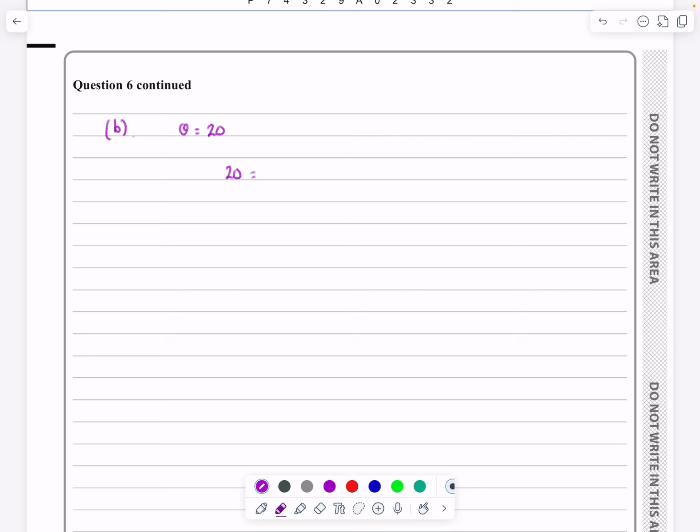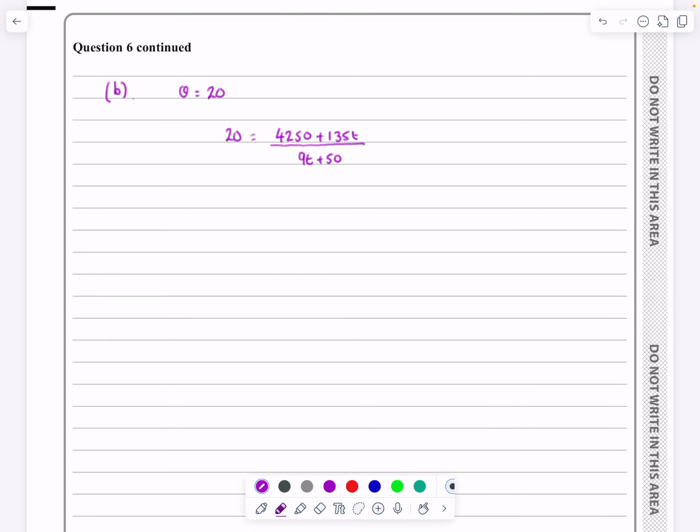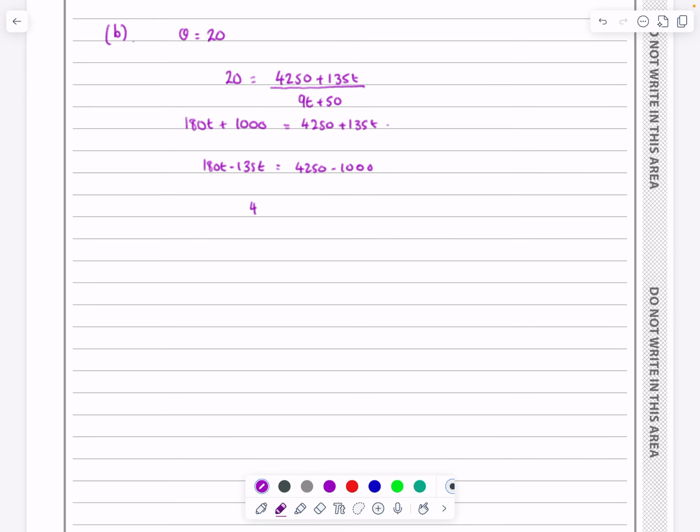Okay, so 20 is equal to 4250 plus 135t all over 9t plus 50. That's just really straightforward compared to what we could have had with previous questions. Multiply that up. We're going to get 180t plus 1,000 is equal to 4250 plus 135t. So just get t's on one side. 180t minus 135t is equal to 4250 minus 1,000 there. So what's that? 45t works out to be equal to 3250.